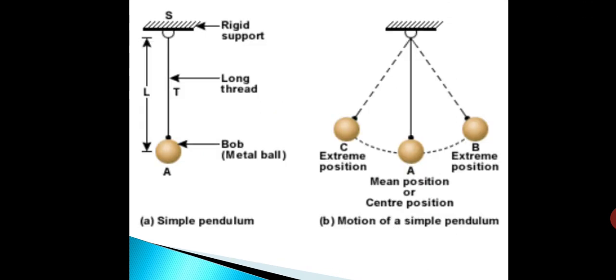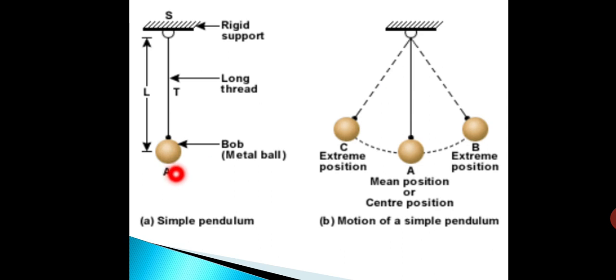Right? Now on this support you have a long thread. Can you see this thread? I have written thread, but it is a string. Then you have a circular metallic ball, which is known as the bob. Now this bob is attached to the support with some length. There is some length of this string. We call it L. And this bob is the metal ball. This thread I have taken as T, the support as S, and the metal bob as A.